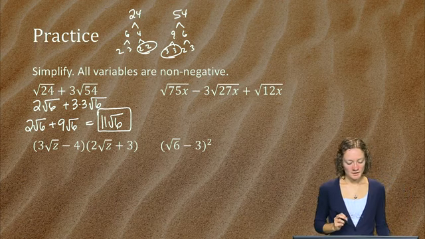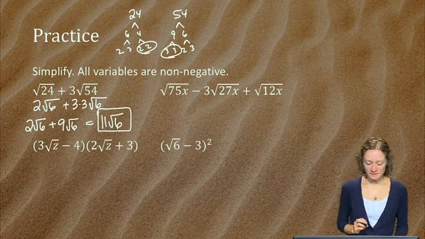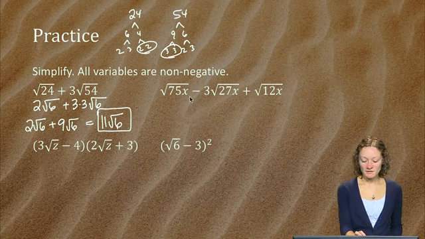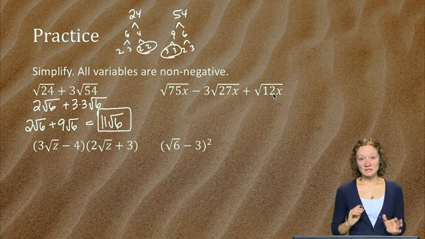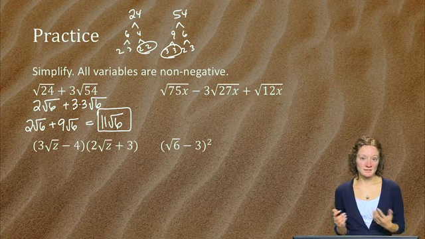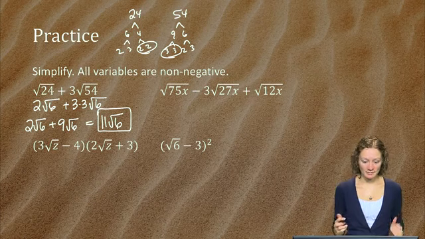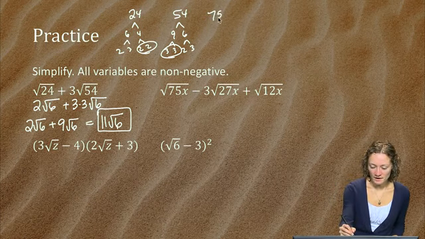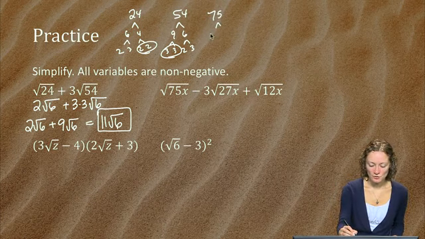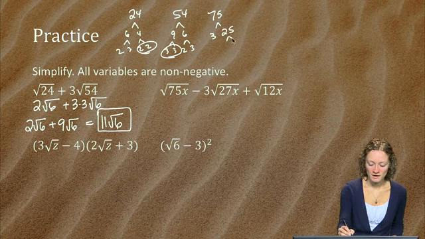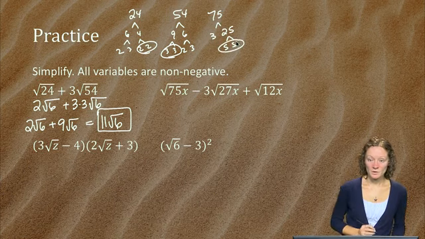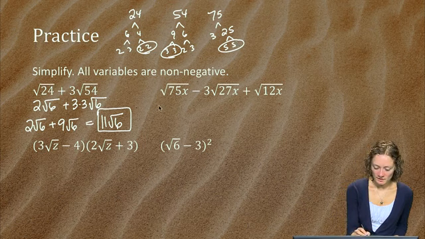All right, let's go with the subtraction problem next. We have square root of 75x minus 3 square root of 27x plus square root of 12x. Currently, none of them are alike, so let's simplify and see if they get to that place. The 75 breaks down to 3 and 25. 25 to 5 and 5. So we have 5 square root of 3x.